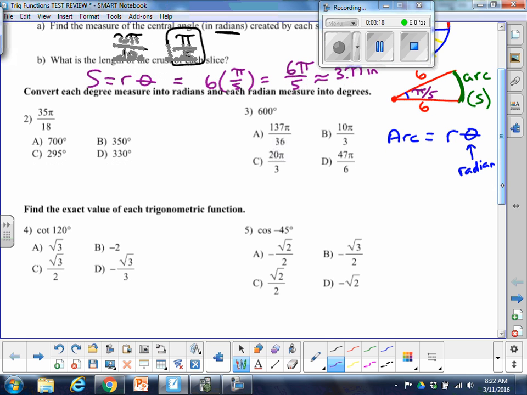Okay, couple conversion problems. Remember, we just have a conversion factor here. It's all based on pi radians equals 180 degrees. So we're just going to multiply by some ratio here of, in this case, I want to end up in degrees. So I want the 180 degrees on top, the pi radians on the bottom. And then if you just do the calculations there, notice the pi's will cancel out. So I can basically see the 35 times 180, and then when you divide by 18, you should end up with 350 for that one.